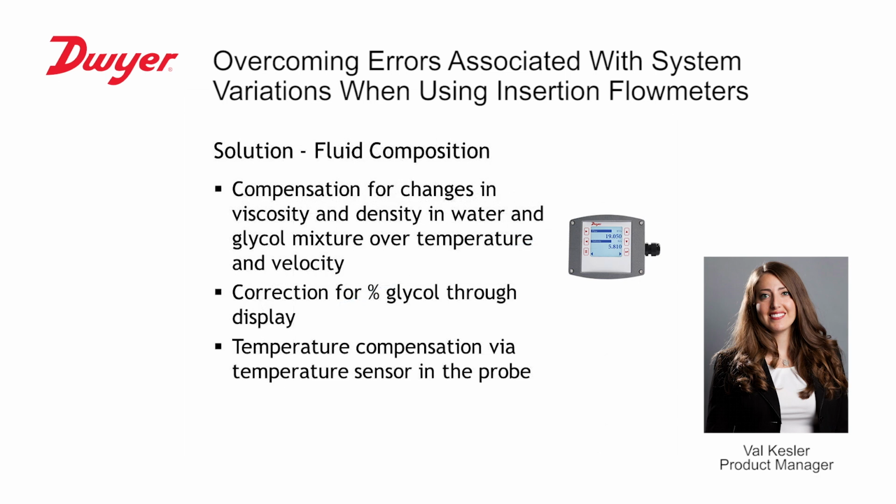So how can you ensure you avoid that error in the fluid composition change? Compensate for changes in the viscosity, density, and the water and glycol over temperature and velocity. Fairly simple. What we've been able to do with the display of this flow meter is put in the corrective curves within the display to allow for correction of the percent glycol through the flow temperature. In addition, we have a temperature sensor located in the probe of the unit that can compensate for that as well.